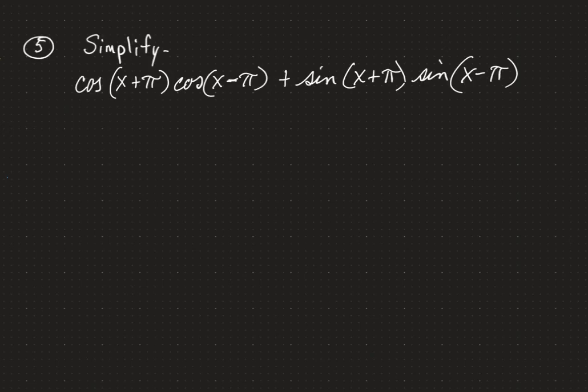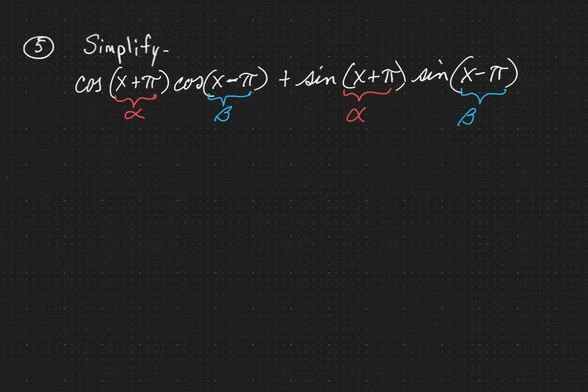Simplify this expression. Boy, that could use some simplification. Let's do some color coding, though. Take a look at this. We have the cosine of x plus pi, and we have the sine of x plus pi. We also have the cosine of x minus pi and the sine of x minus pi. That looks like here's our alpha, here's our beta. Now, which trigonometric sum or difference has the pattern cosine cosine plus sine sine?